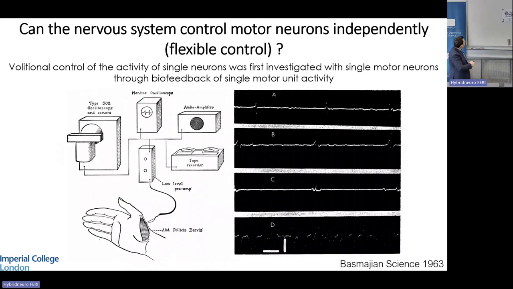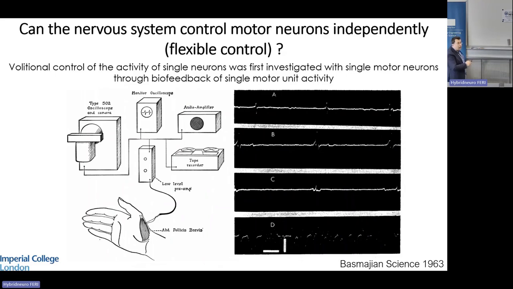So Basmejian put a wire electrode into a muscle of the hand, and the wire electrode was proposed by himself, actually, after the concentric needle. So this is just a little wire instead of a full needle. The needle is used only to insert the wire. And then this is the oscilloscope, where you see the signals recorded by this wire.